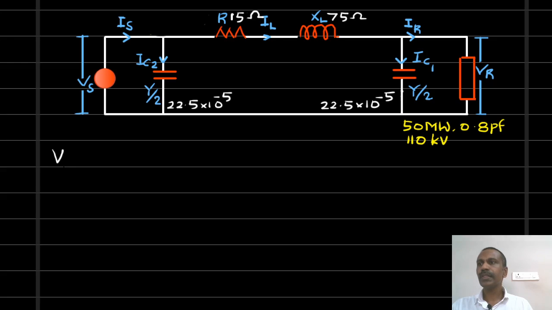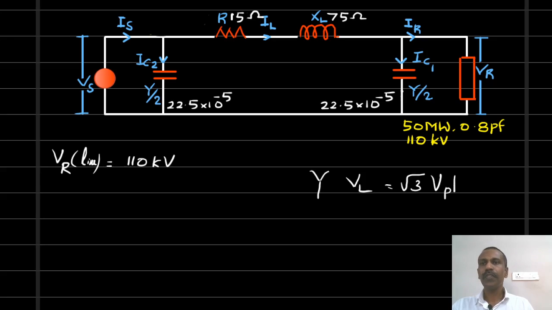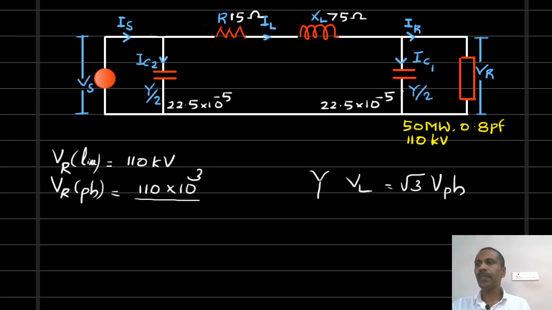The receiving end voltage is 110 kV. The voltage given in the problem is the line value. We assume that it is a star connected system. So line voltage equals root 3 times phase voltage. So the phase voltage at the receiving end equals 110 into 10 raised to 3 divided by root 3. So this is equal to 63508 volt. This is the magnitude of voltage.